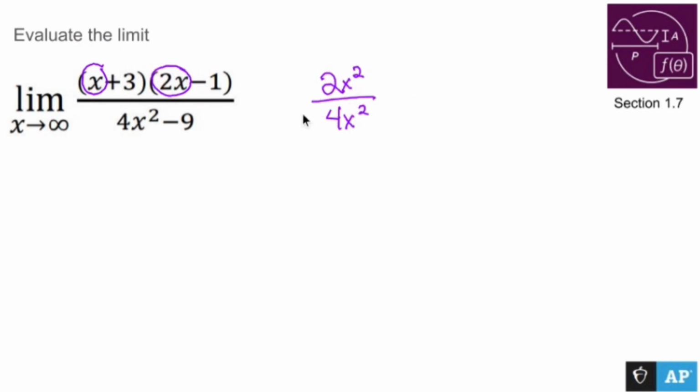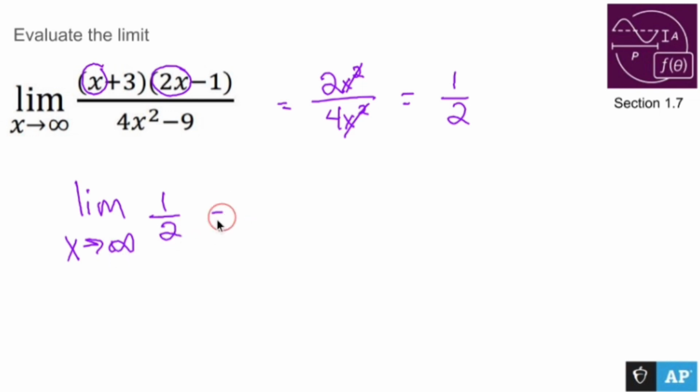Now your next step is going to be simplifying as much as possible. The x squareds both cancel out, and 2 over 4 becomes 1/2. Now that I have that, I can say the limit as x approaches infinity of 1/2. What I'm going to do now is plug infinity into x. Well, wait a minute. There is no x. So there's no infinity for me to plug in. So since I'm not plugging in anything, I'm just going to get 1/2.